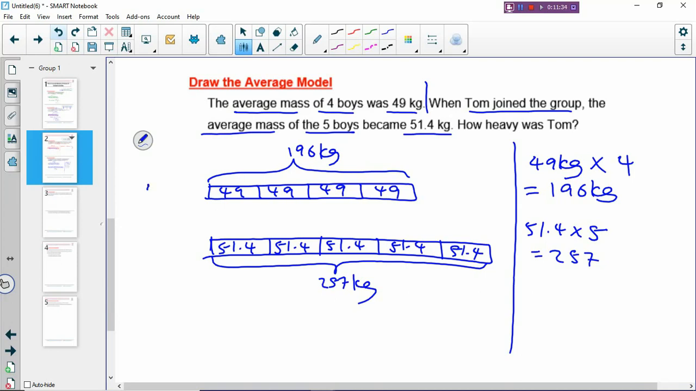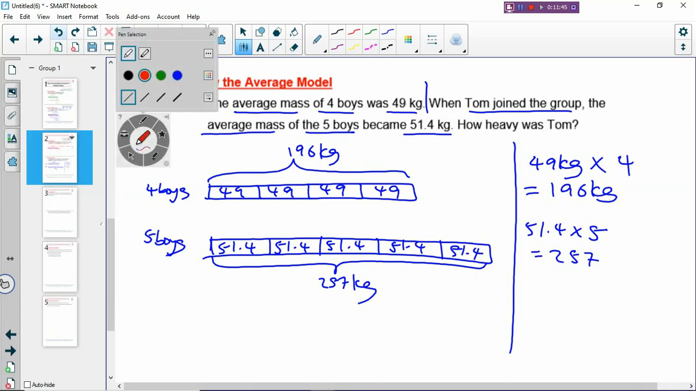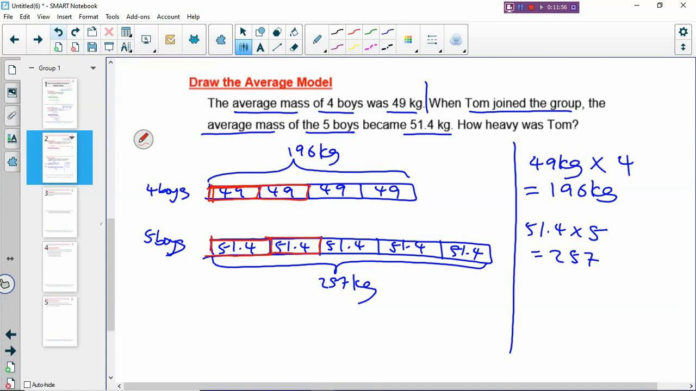Alright, so you have 4 boys here, and now there are 5 boys. So the last person must be Tom. Alright, a very important lesson here: when you draw the average, this person is the same person as over here. The second box refers to the same second person. Then the third person is the same as the third box, and the fourth person is the same as the fourth box. This is important because you will need to understand this to solve the harder problems later.